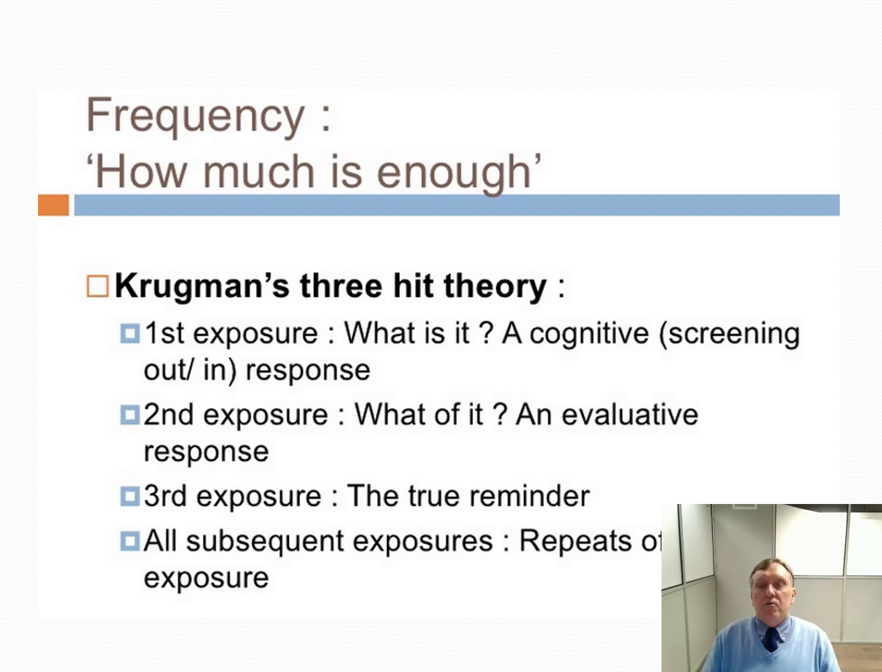The second exposure is: what of it? In other words, we may have a more evaluative response. We actually see it and think, yeah, okay, but what is it? What is in it for me? So what? The third exposure then becomes the reminder. And obviously all subsequent exposures after that just become repeats of the last one. So it reinforces us. The first time it's just maybe to show us that something's there, but maybe we don't remember it. The second is, well, what's the benefit to me? And the third is where it is reinforced for us to remember it. So it's repetition.